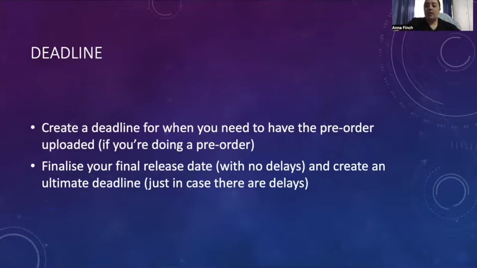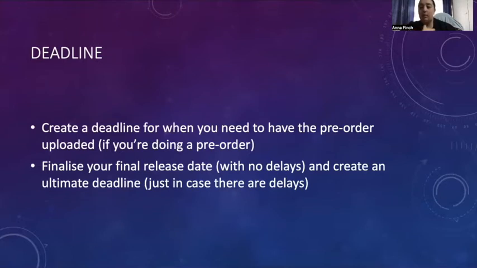Then another thing, you need to know what your final release date is if there is no delays with illustrations. Create an ultimate deadline just in case there are delays. So this is like the deadline where I cannot release it any later than this, but I'll have an earlier deadline. Like in the best case scenario, if your book is ready early, when would you want it released?